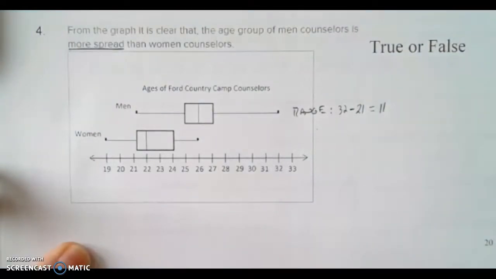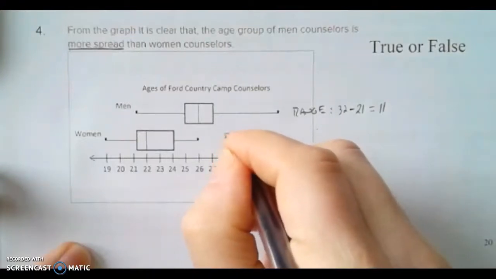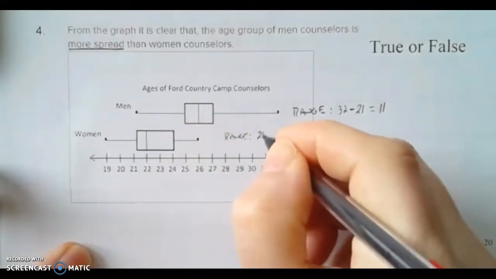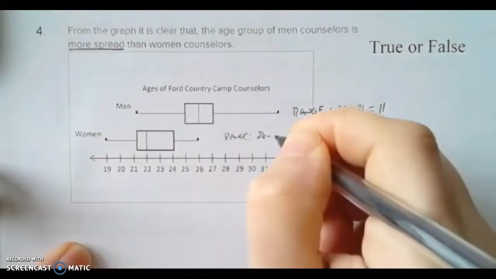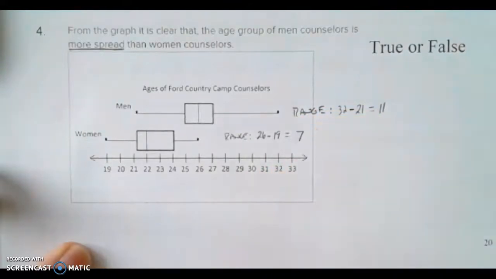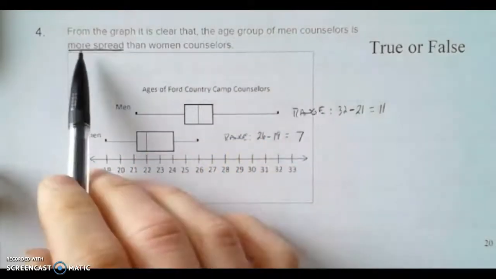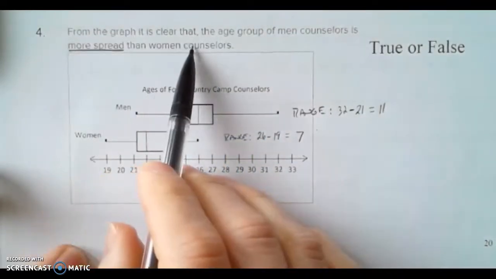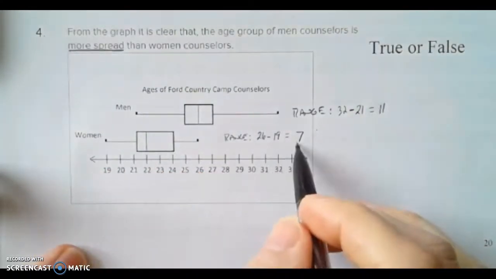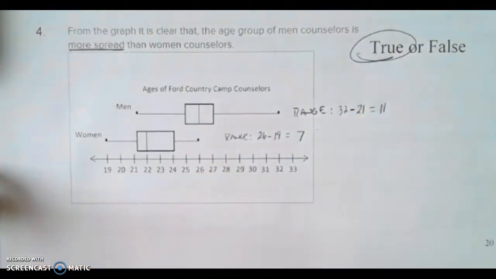Now we do the same thing for the women counselors. Their highest age right here is 26, and the lowest age right here is 19. 26 minus 19 is equal to 7. It says it's clear that the age group of men counselors is more spread out than for the women counselors. Look at the ranges. The men counselors have a bigger range, which means that their ages are more spread out. So this is a true statement.